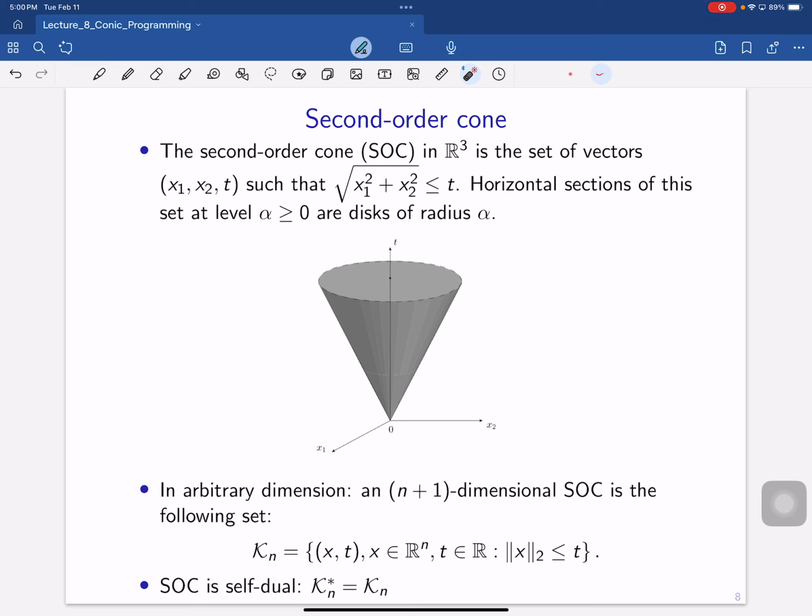Note that the second order cone here is a 3D object. We have x1, x2, and t representing the set of a cone. Now, if you consider any arbitrary dimension, then the second order cone can be represented as an n+1 dimensional set, where the first n dimensions are denoted as a vector x and the last dimension is denoted as one scalar t. And it says the norm of x is less than or equal to t. That is a second order cone in n+1 dimensions.